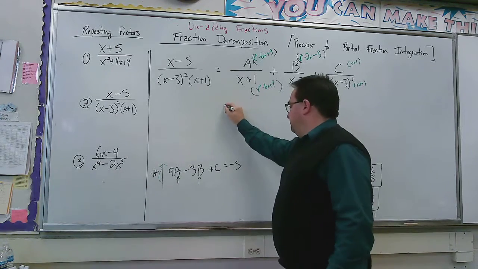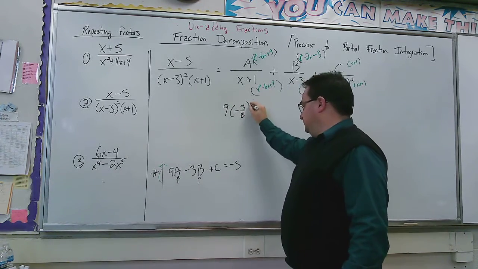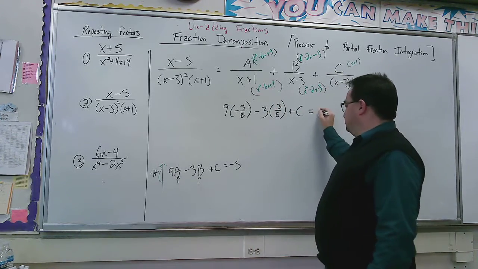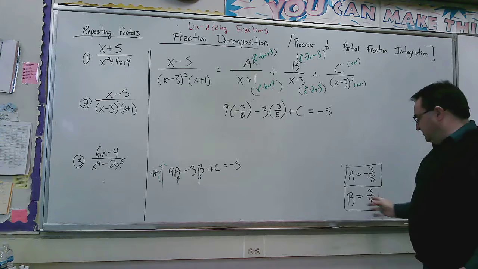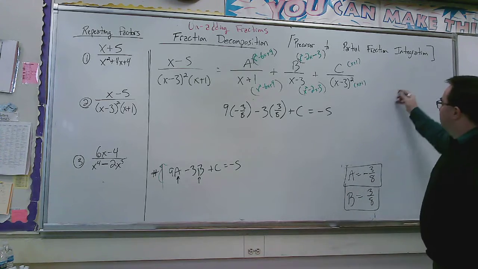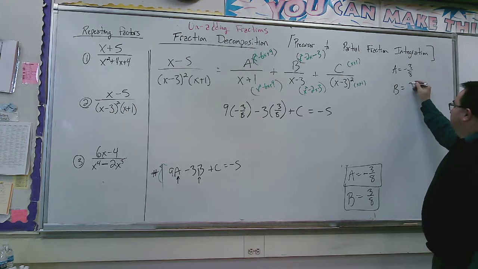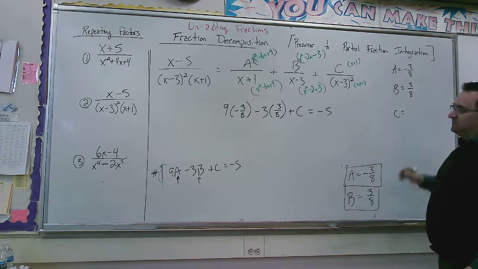So I would have 9 times minus 3/8 minus 3 times positive 3/8 plus c equals minus 5. So I'm going to erase those two now that we have this. Let me just record the fact that a was minus 3/8, b was plus 3/8, and we're on our way to solving for c.